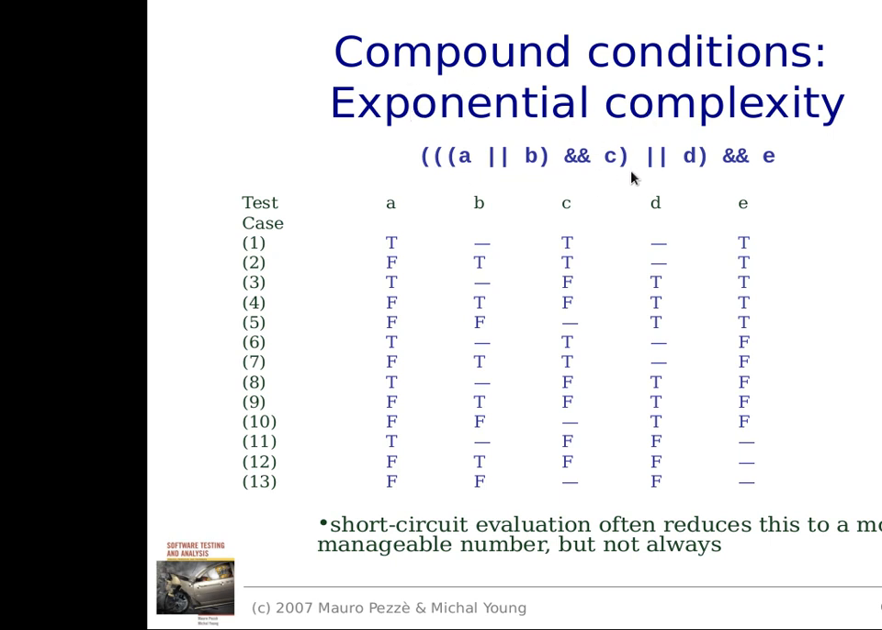Exponential complexity. Notice here we have four different values. Well, how many different ways can we go about it? Well, A is true, would make this whole true, and then B is irrelevant. Then you need C to be true, and then you have to have E equals true. If you actually go through the different test cases, about 13. Short circuit evaluation can reduce it to a more manageable number, but not always.